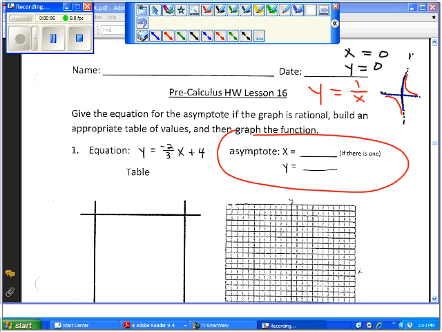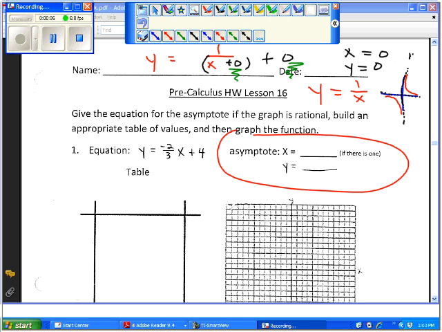Now, if we go back to the idea of changes in parent function, here's what we want to think. This is actually like x plus 0 understood to be in parentheses, plus 0. That means that there's no horizontal shift and there's no vertical shift. And so our asymptotes are at x equals 0, y equals 0.